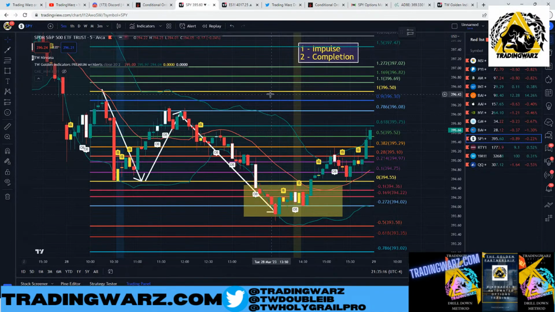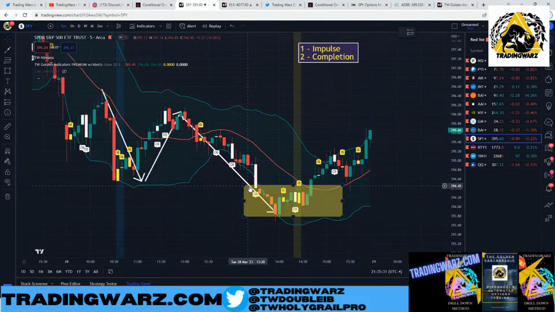So the key is impulse completion. The completion, I don't like to chase down here. I don't want to be the one shorting over here. I'd rather be shorting on the pullback because that's going to maximize my ability to be profitable. All right. Hit me with a 10 if that makes sense. So that was our trade today.